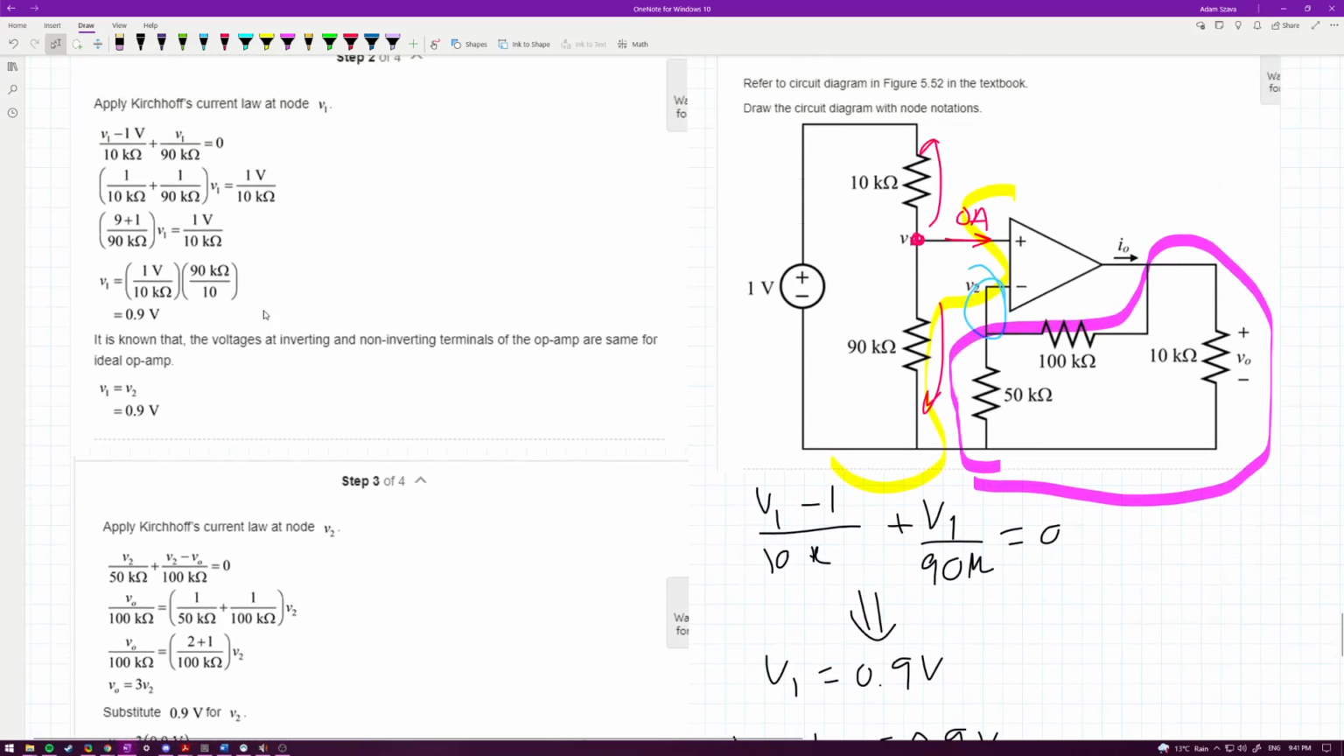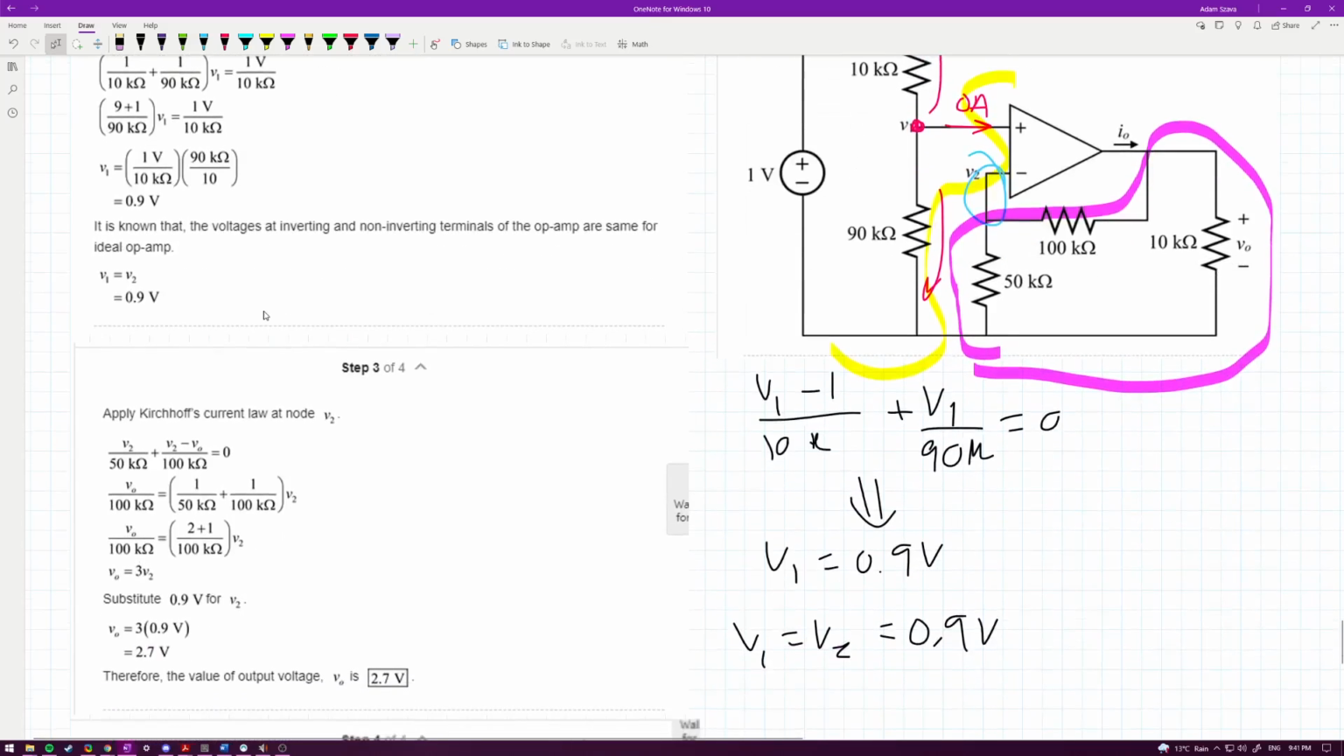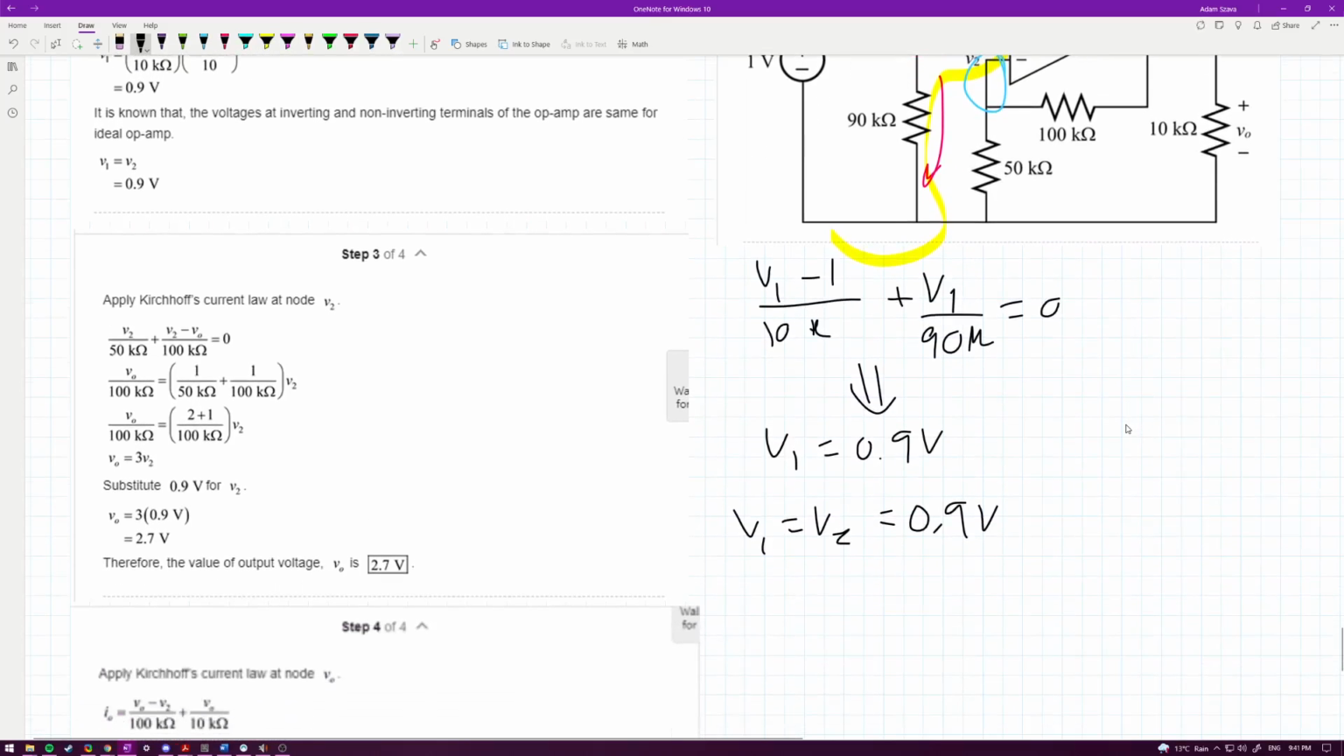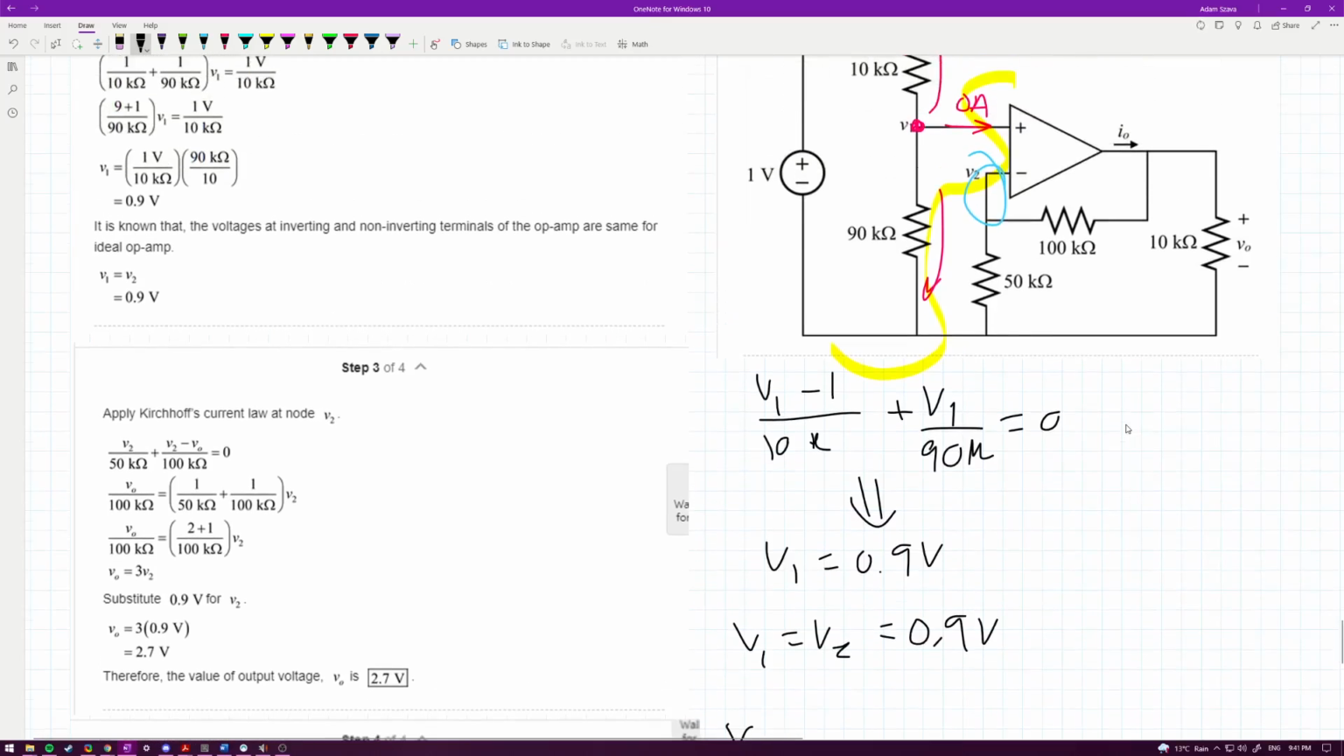So at node V2, what do they call V2? V2 is right there. So they got V2 over 50, V2 minus VO over 100 equals 0, which they rearranged, and they got VO equals 3V2. Oh, yeah. Okay, so they just did another simple one, simpler than I realized. So they just did V2 over 50K plus V2 minus VO over 100K. That's that.